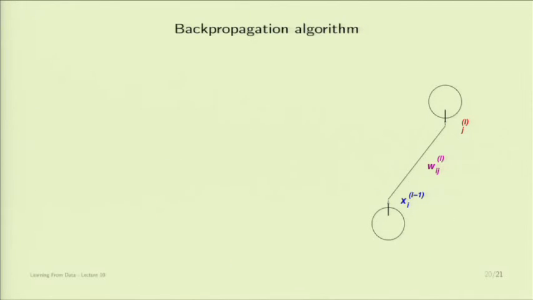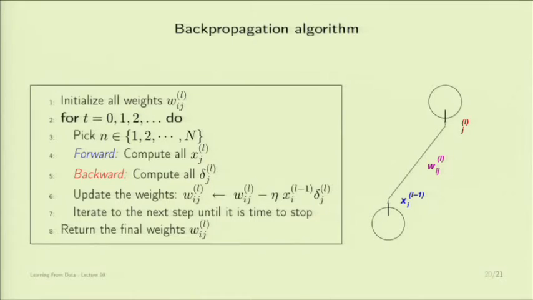So if you put the algorithm this way, you initialize the weights, and then you pick n at random. That's what makes stochastic gradient descent. You do the forward run I described. You do the backward run, and then you update the weights according to the input and the delta that are surrounding the weight, okay? You keep this until it's time to stop, and then you return the final weights, and that is your algorithm, okay?